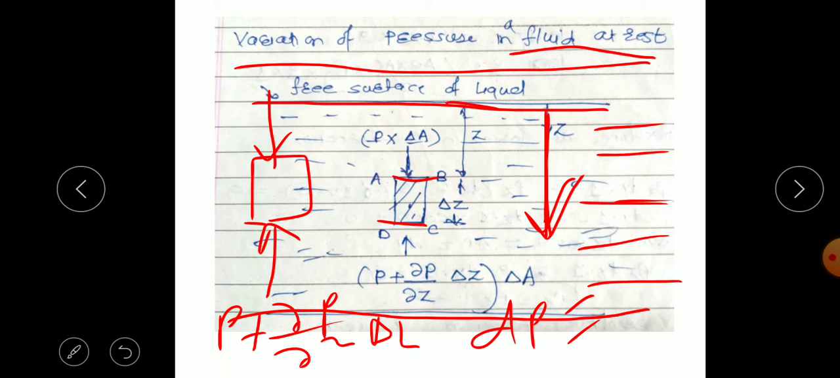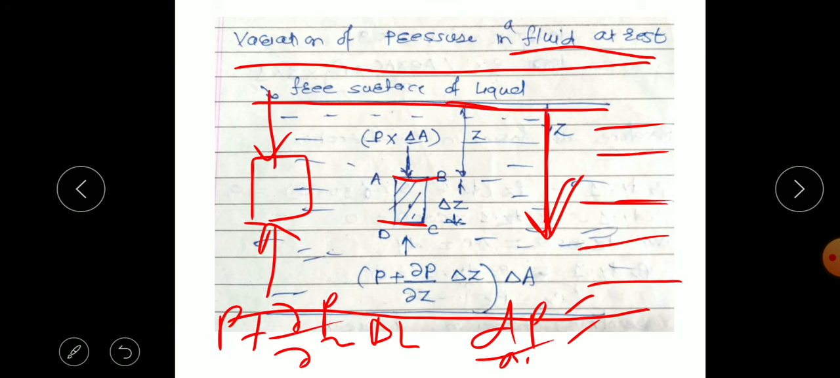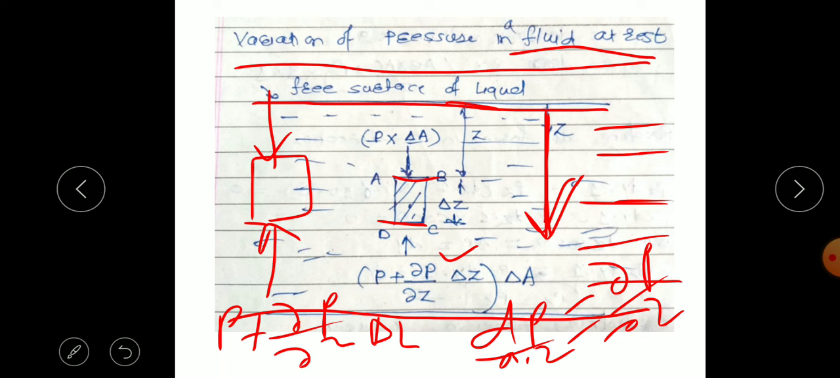In the downward direction, the pressure will be P plus dP by dz. For a smaller fluid element, we can consider dP by dz equal to delta P by delta Z in the Z direction. So dP we can write as delta P by delta Z into delta Z. So there are two vertical forces acting.